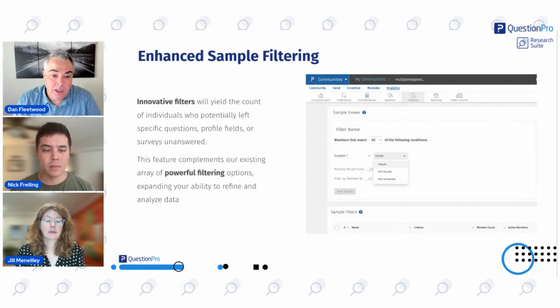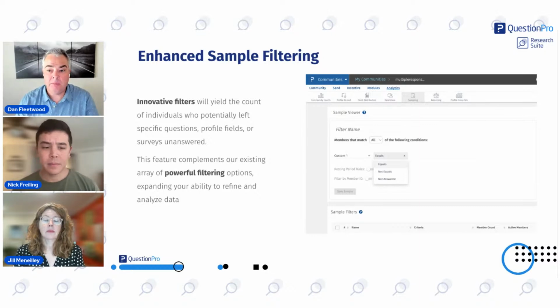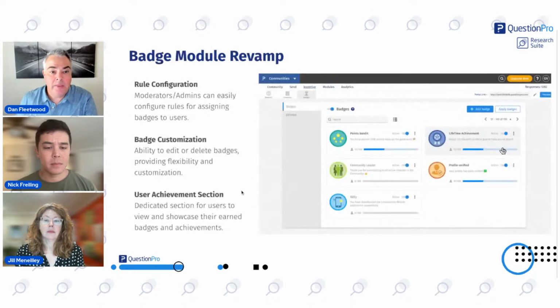These are really an array of powerful filtering options that we have within the communities platform. And this goes across the entire communities platform in terms of leveraging it for surveys or broadcast emails, whatever you want to do, you can use these filtering options to do that. And then the badges module revamp. So badges has been around for a long time. We're currently revamping the module, not only from a UI perspective, but again, also from a functionality perspective of being able to import your own badges in, being able to say, hey, what do you want that badge to be for?